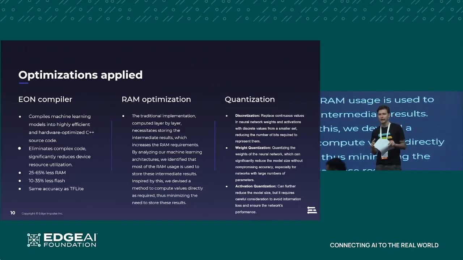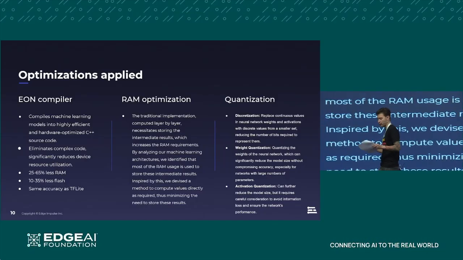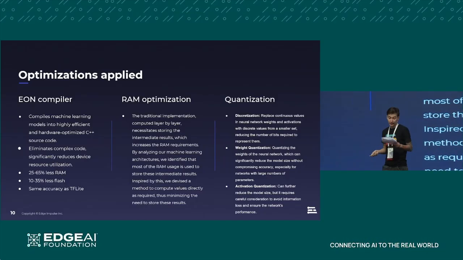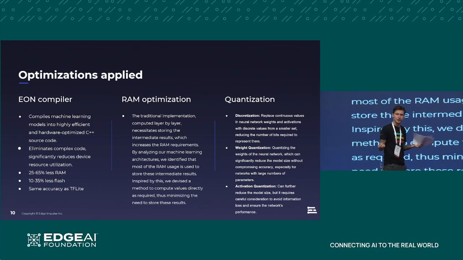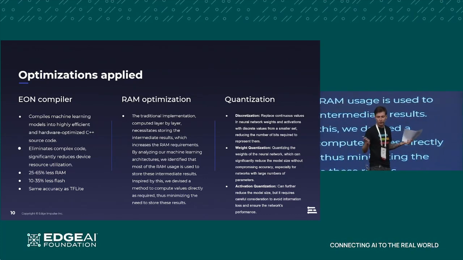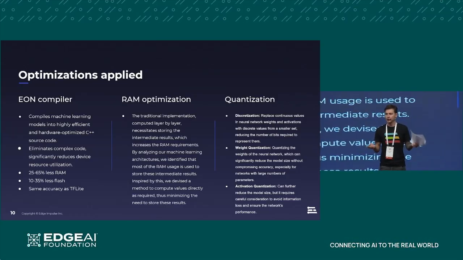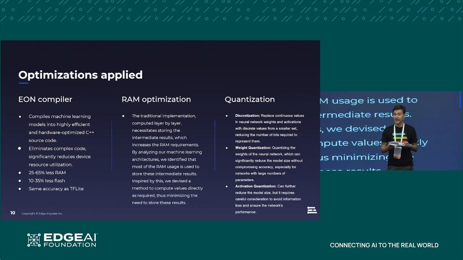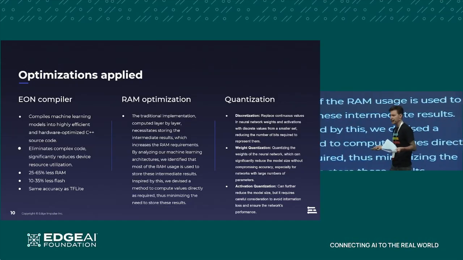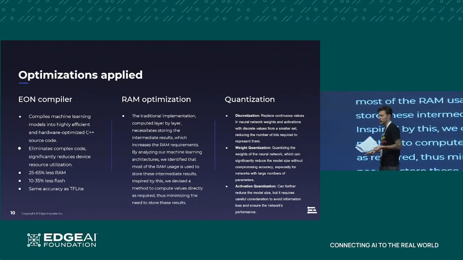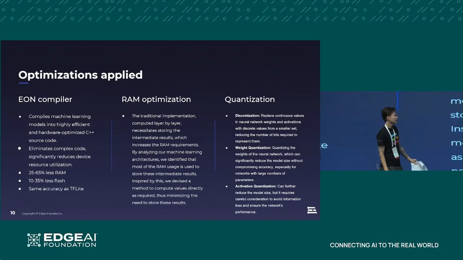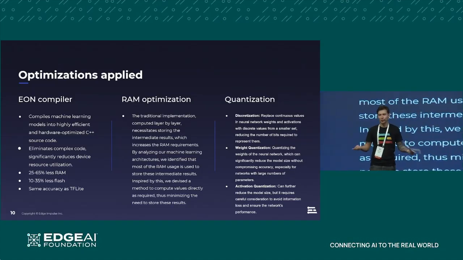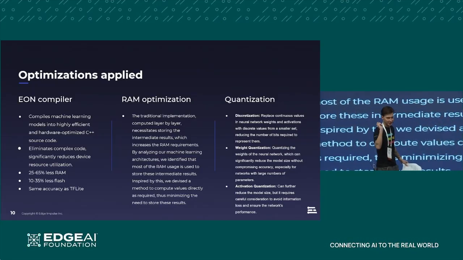Basically, we just throw away all the stuff that is not really necessary to run the model, strip it down, and we can reduce the RAM usage by 25 to 65%, and ROM usage by 10 to 35%. And it has the same accuracy and also the same latency as TF Lite. Now, there are additional optimizations applied. There is a RAM-optimized version of the EON Compiler, and there's a slightly longer explanation, but I'm actually the person who works on the Core SDK, so I know most of this stuff.